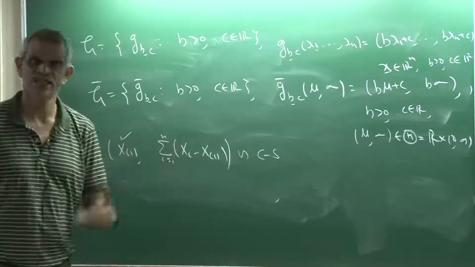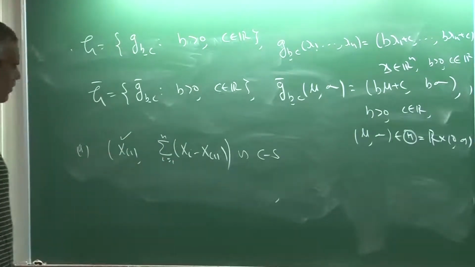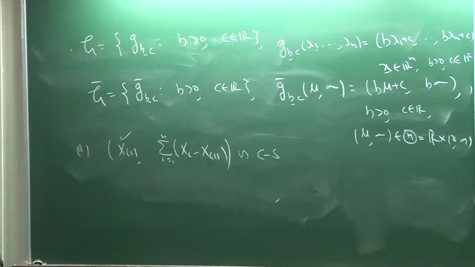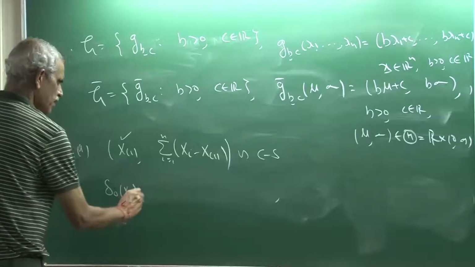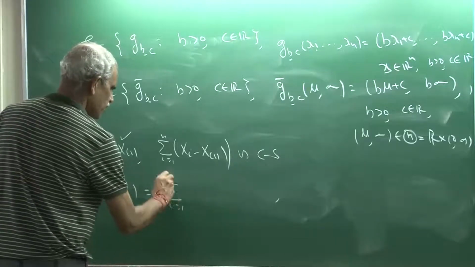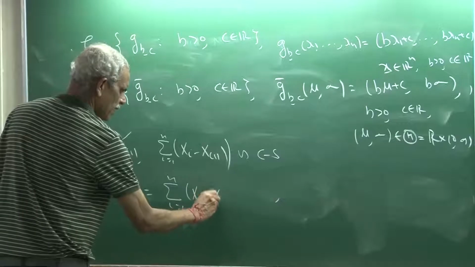Constant time, this looks like a good estimator for sigma because xi minus x1 measures the spread. So I take my delta naught of x to be the summation from i equal to 1 to n of xi minus x1.